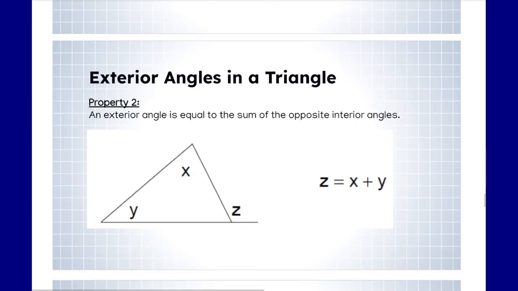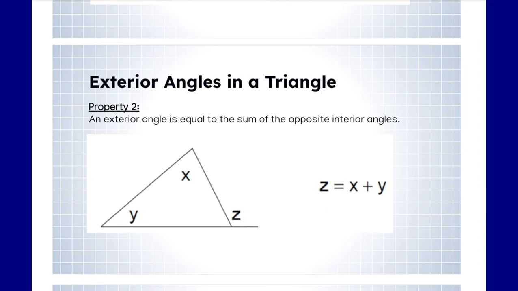The second property is that any exterior angle, in this case Z, is going to be the sum of the opposite two interior angles, so X and Y. In this case, X and Y is going to equal what Z is.